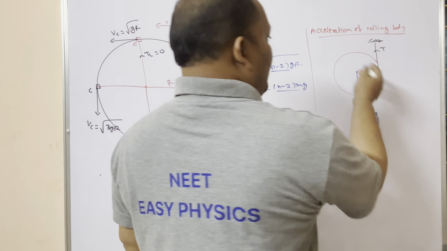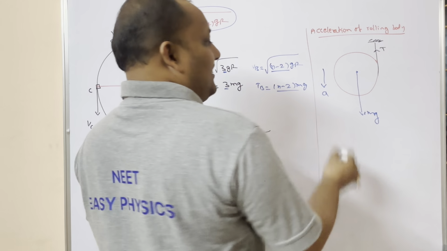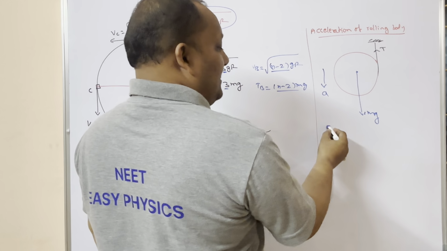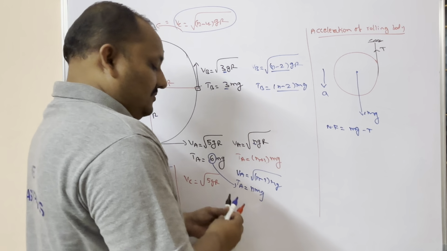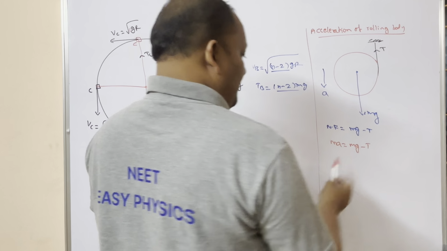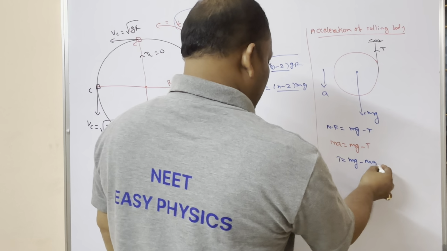Where the external force is going to act, at the center. Now it is moving downwards with acceleration a. So in laws of motion we discussed, whenever it is moving downwards, how do we write the net force? Mg minus T. So net force ma equals mg minus T. Then T is going to be mg minus ma.